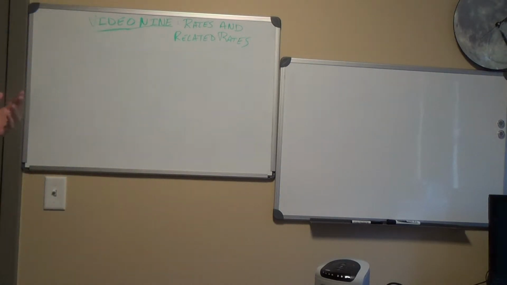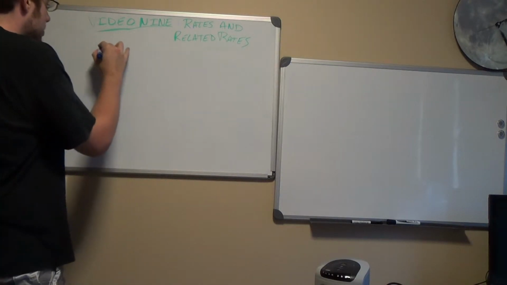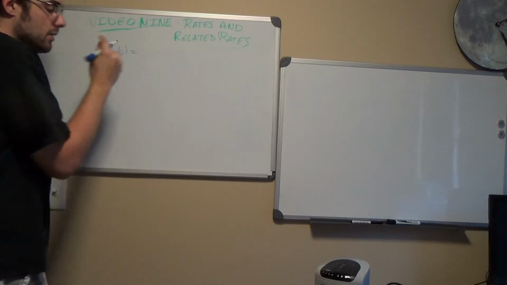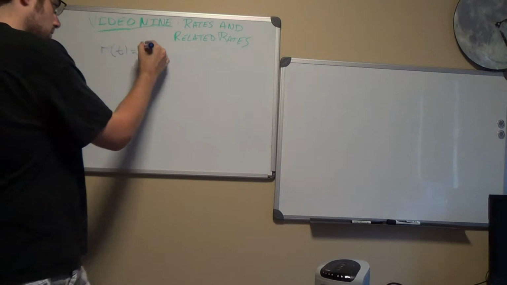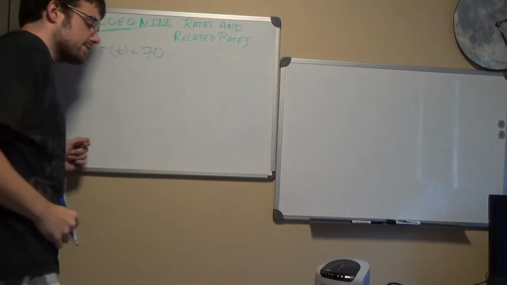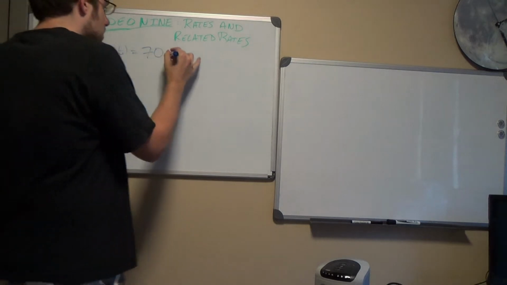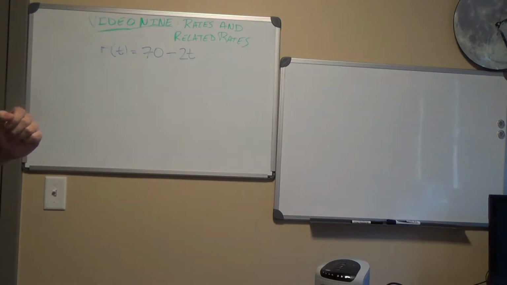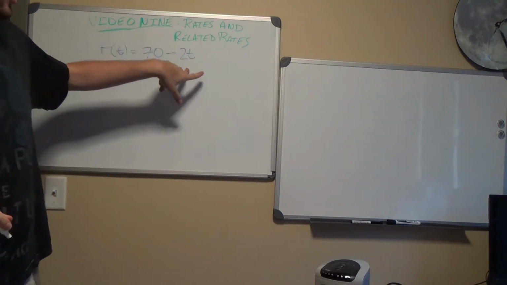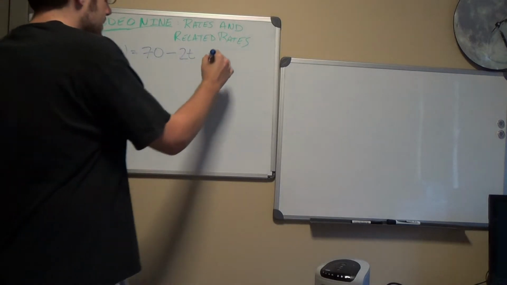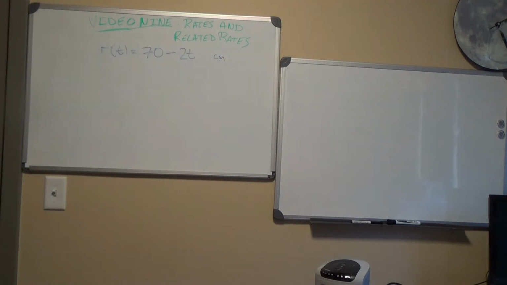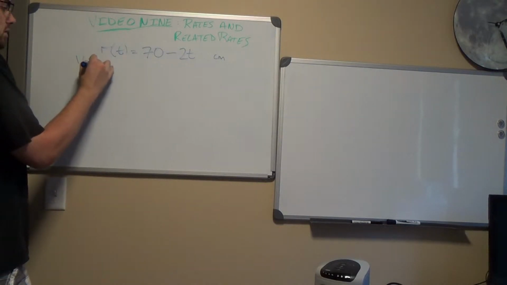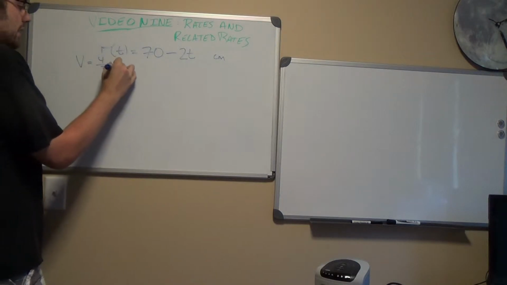So we first need to find the function of r with respect to t. We know that the initial value of r is 70, and we know that the rate of decrease is -2. So we have 70 minus 2t, and this is in centimeters. Now we also know that V equals 4/3 pi r cubed.